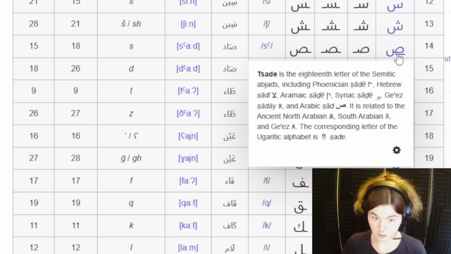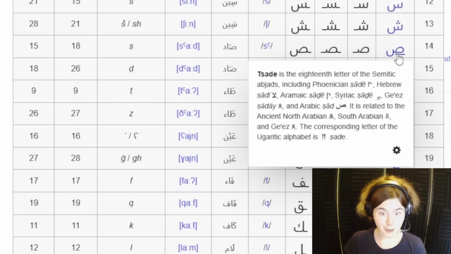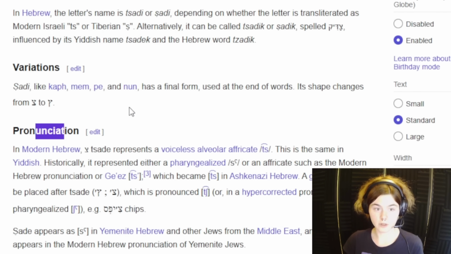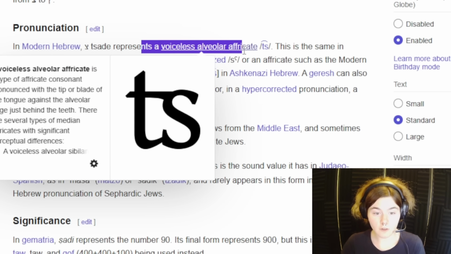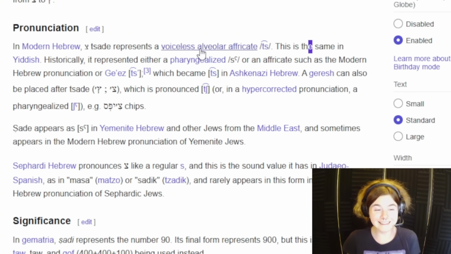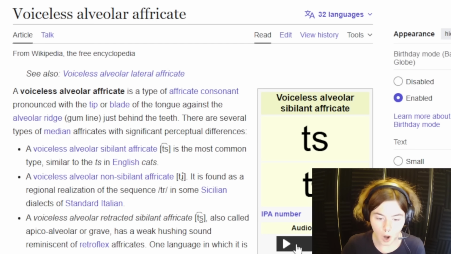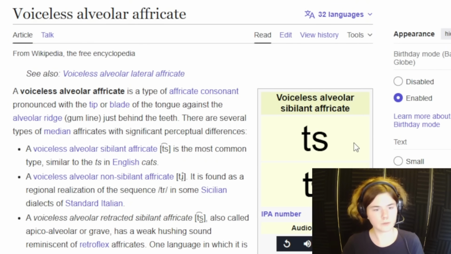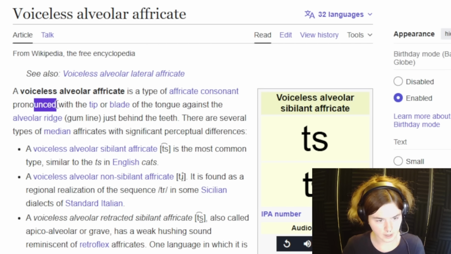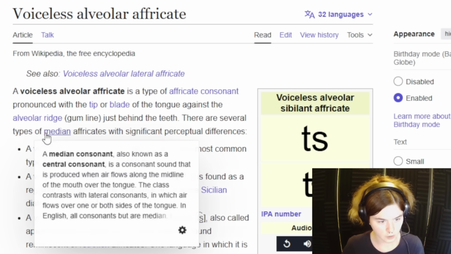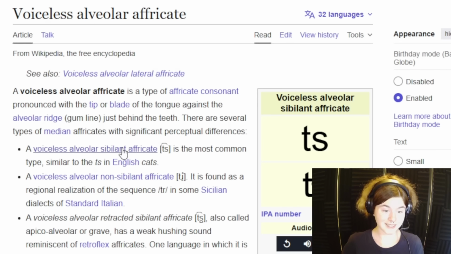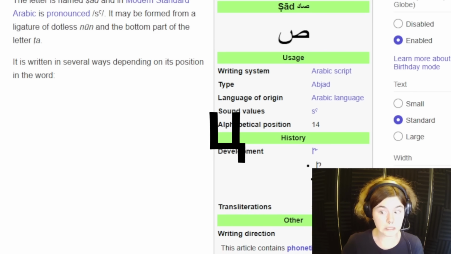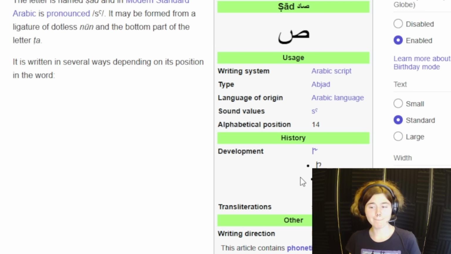Next up we have Sade? Okay. Is that Sad maybe? The pronunciation section is really scaring me. It represents a voiceless alveolar affricate. Oh, like TS? Where did the ah come from? It's a type of affricate consonant pronounced with the tip or blade of the tongue against the alveolar ridge. Okay, so from what I can understand, this is similar to ts in Russian, maybe?